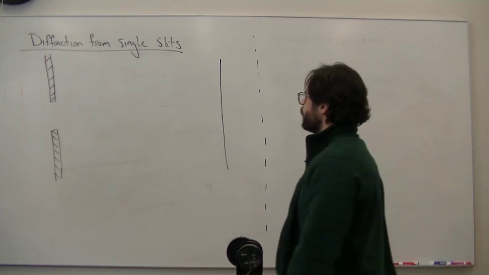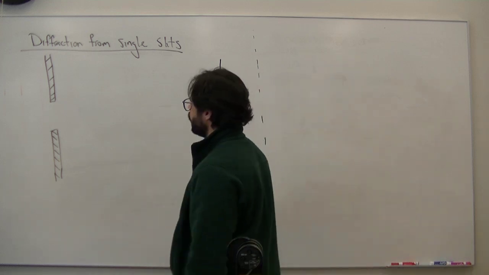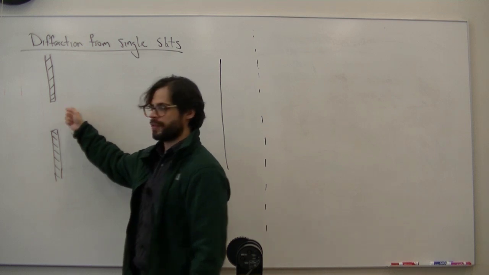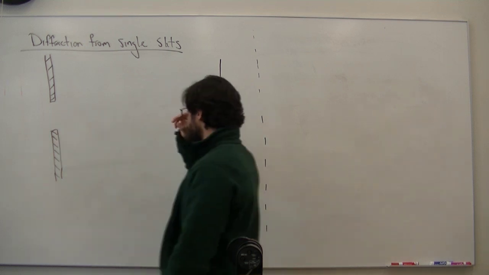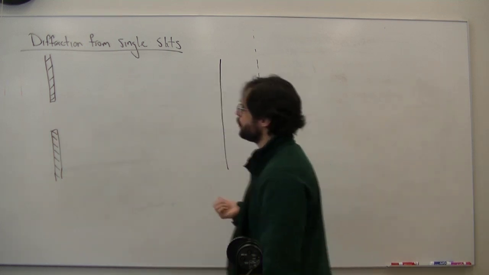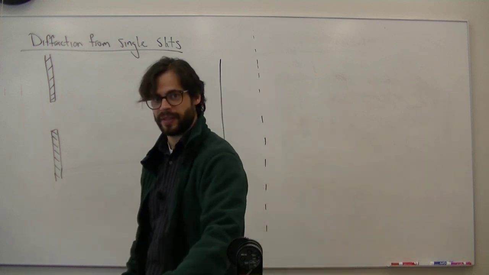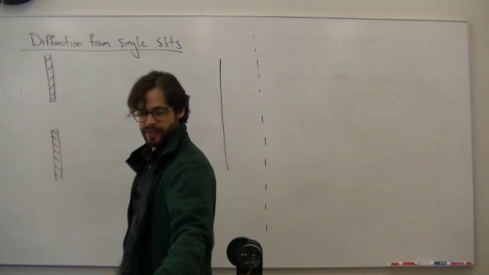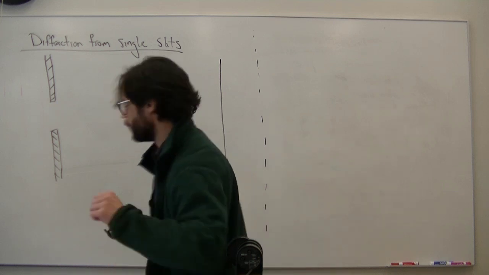So it turns out that you actually end up seeing something that looks like an interference pattern from just a single slit. So how could that possibly be? If you think about Young's double slit experiment, it's the light from the upper open slit that's interfering with the light from the lower slit.